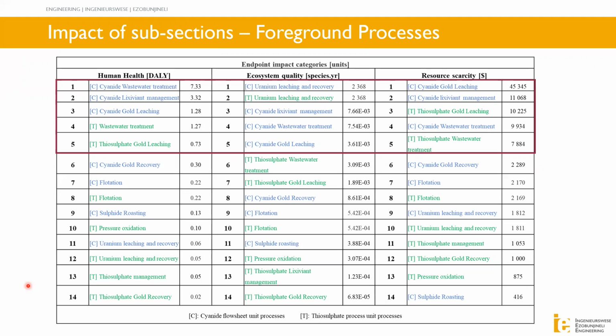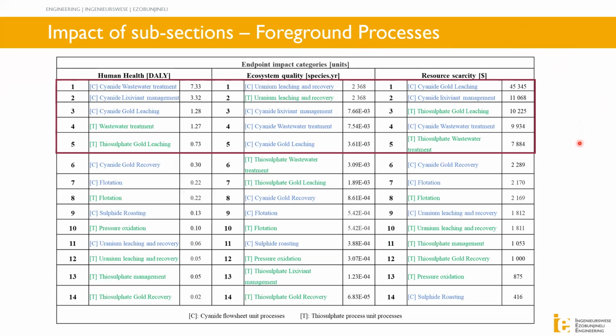So here I show the impacts of different technologies in the form of endpoint impact categories, specifically human health, ecosystem quality, and resource efficiency. The top 5 processes contributing to each of these categories are dominated by cyanide-related processes in the flow sheet, such as lixiviant management, wastewater treatment, and extraction of gold. Uranium leaching and recovery show up as having significant impact, and that's due to the chemicals used to remove the uranium. Again, a trade-off.